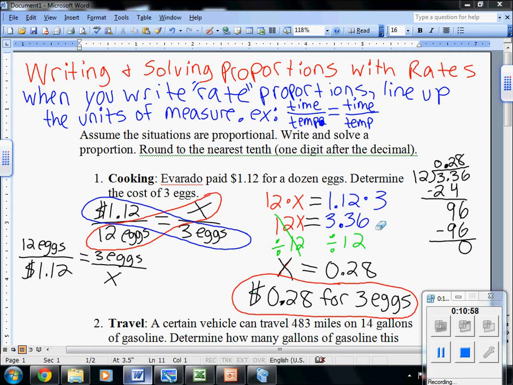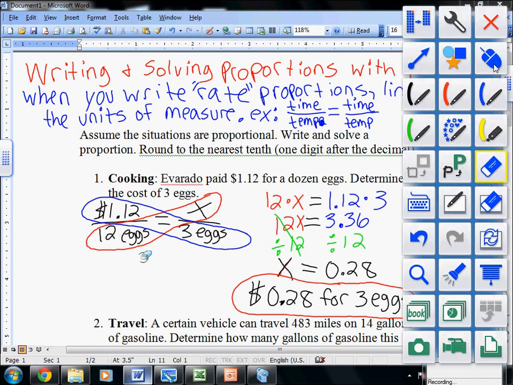So remember, when you start the proportion, you have choices. I don't care if you do eggs on top, money on bottom, or vice versa. It also doesn't matter if you have these backwards. Let's say you had these the other way around. What if the left side said 3 eggs over X? Or if it said X over 3 eggs? It does not matter which side is left or right, but who's on top does matter, to the point where you have to make sure that you are consistent. So I'm going to erase that one out of the way so it doesn't clutter us. That way you only have to pick one. So as long as you're consistent and you line up your units of measure, you are good to go as far as writing your proportion is concerned.